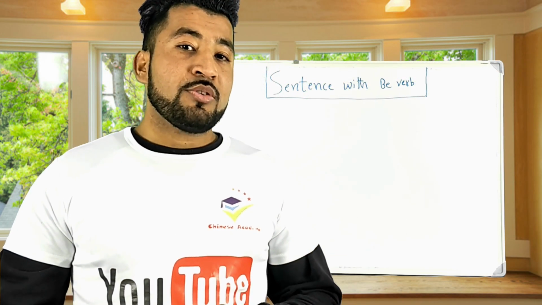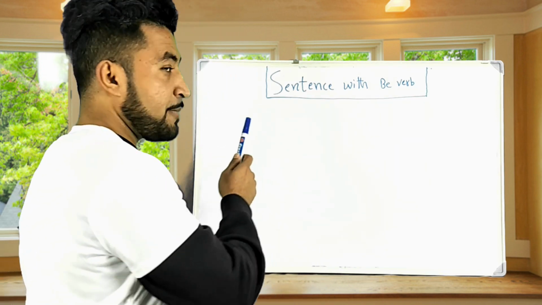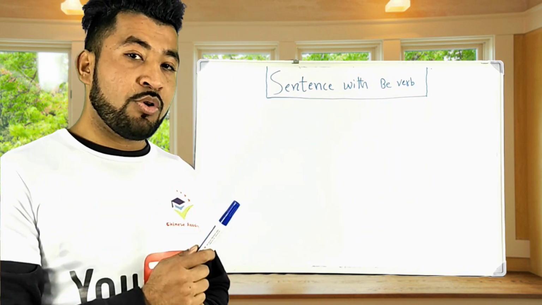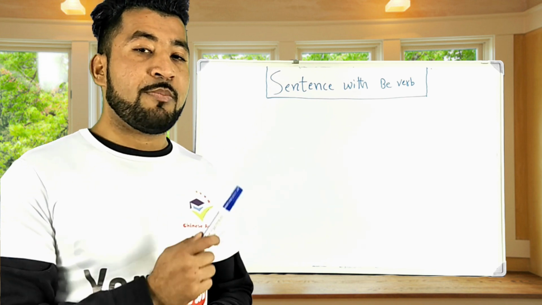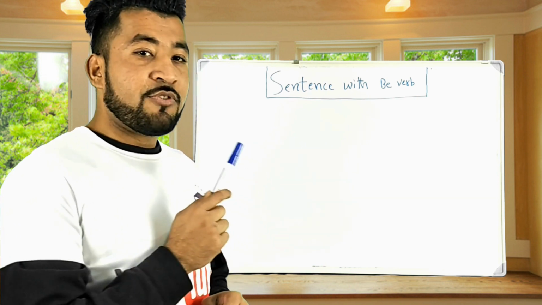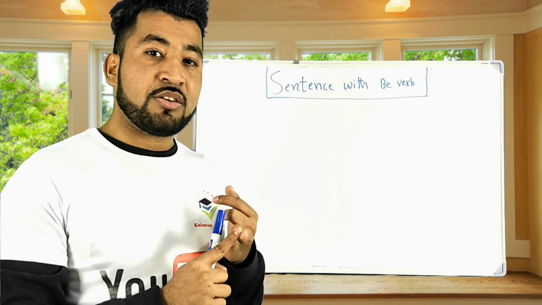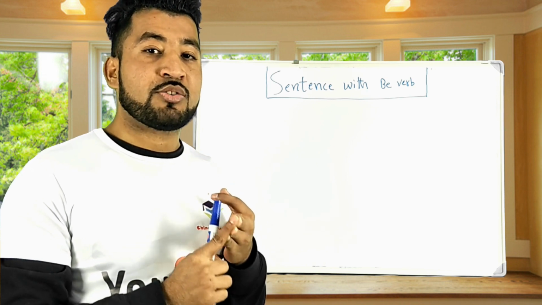Today we will learn about sentences with be form. If you remember, we have learned about the subject pronouns, we have learned about the be verb. So now today we will learn about making sentences with be verb. Our target for today is that we will make the simple sentences, the negative sentences and the questionable sentences, the interrogative sentences.